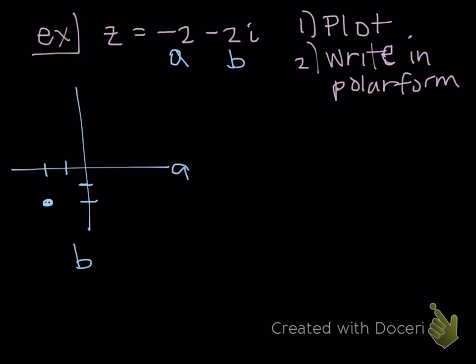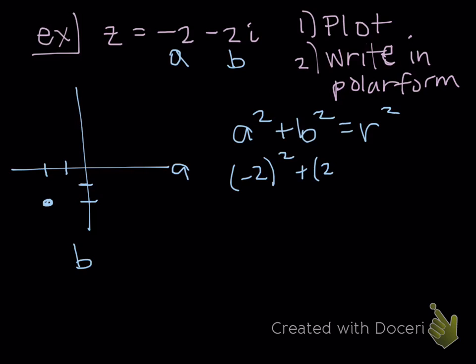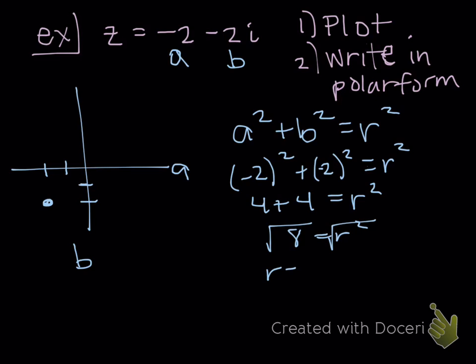So now we have to put it into polar form, but in order to do that, I need an r and a theta. To find that, I can use a squared plus b squared equals r squared. So I'll have negative 2 squared plus negative 2 squared equals r squared. So 4 plus 4, we get 8. And we take the square root of 8. I know 8 breaks down to be 4 and 2, so 2 root 2 is our r. So that's half the battle.